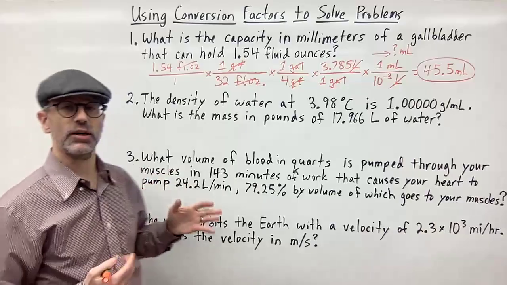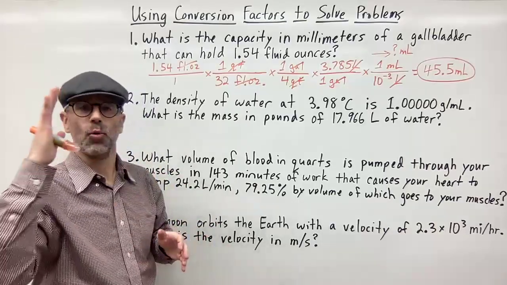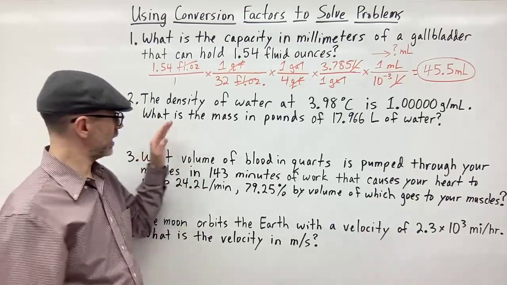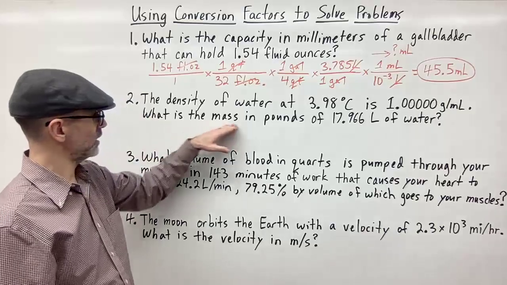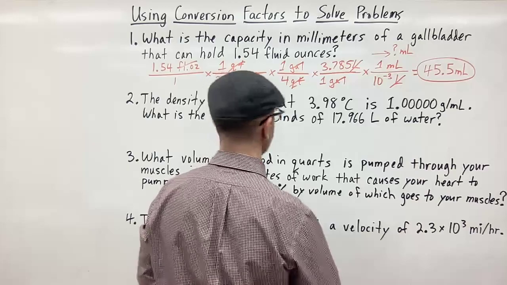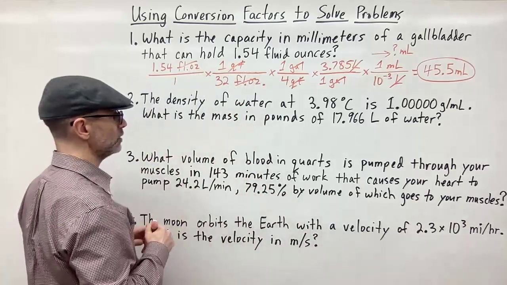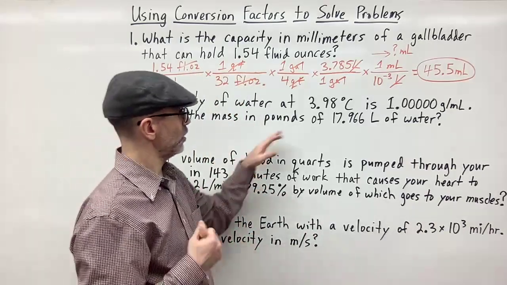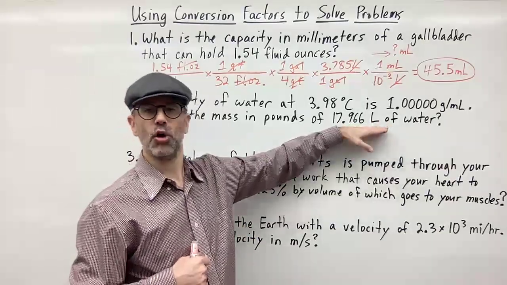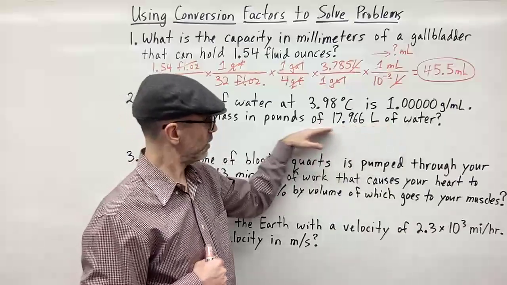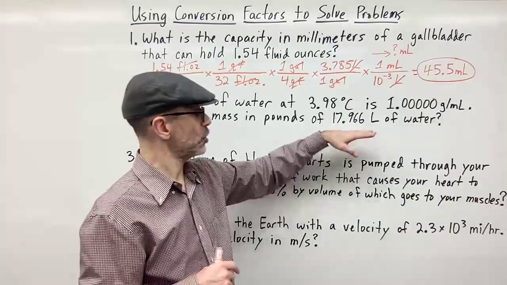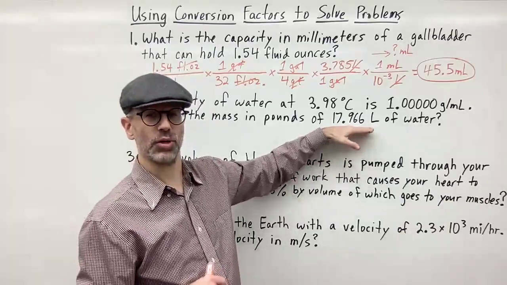The next thing we need to figure out is where we're going to start and where we're going to end. We go to the question. The beginning of the question is the end of our problem. What is the mass in pounds? So we need to find the amount of pounds. But what are we going to start with? The only other information they give us is 17.966 liters. Notice that this measurement is not related to anything. It just stands alone. So that is a good indication that that's what we're going to start with.